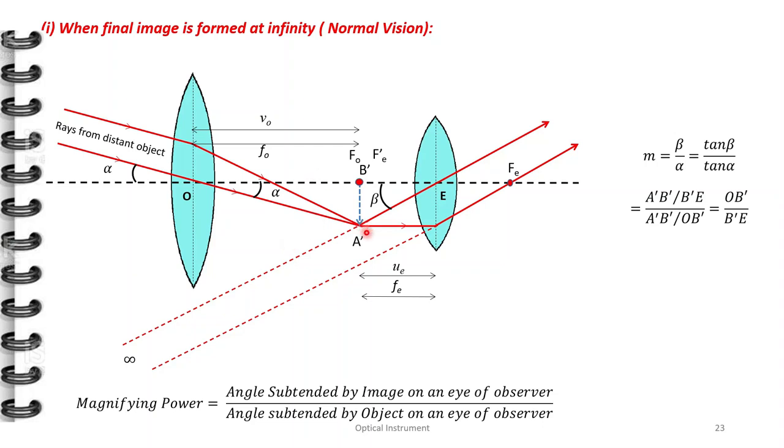Tan beta can be written as A'B' upon B'E from the triangle A'B'E, and tan alpha can be written as A'B' upon OB' from the triangle A'B'O. A'B' cancels and we get m equals OB' upon B'E. OB' is plus fO and B'E is minus fE. Therefore, we can write the magnifying power formula for normal vision as minus fO upon fE.